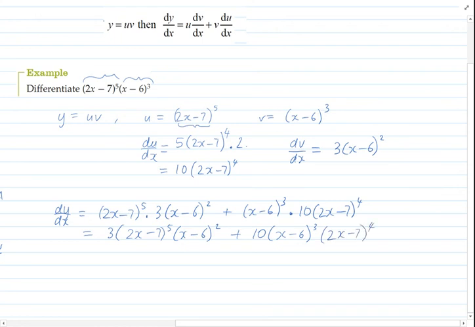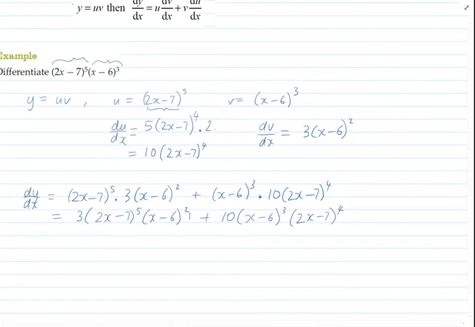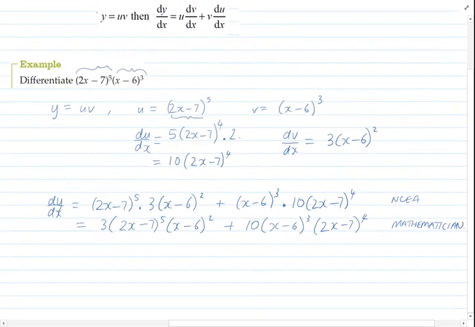I could simplify this further if I wanted to, because I've got brackets here that are the same, and so I could factorize out those brackets, but there's actually not a lot of point in doing that, because the lowest power here is 2, which would mean I'd still have brackets in the factors, so I'm just going to leave it as that at the moment. So similar to the last problem as well, this first line here, that is what is acceptable for NCEA, and this is what we're doing as mathematicians, and you just need to be aware of the distinction between those two.